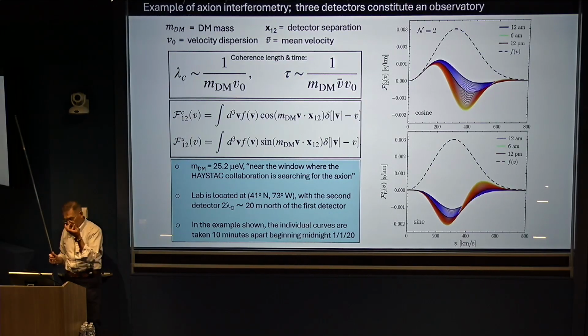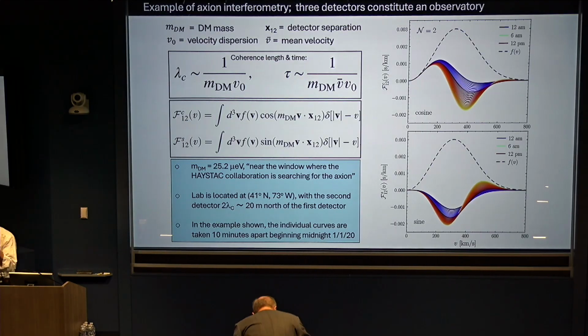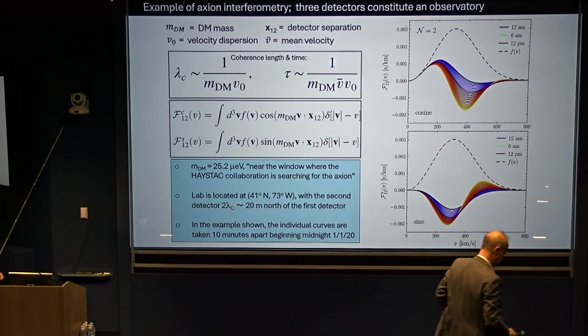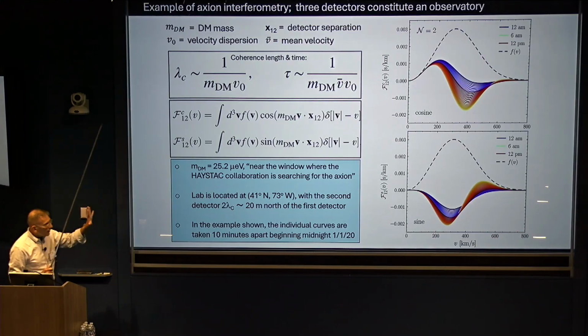the rotation of the Earth's velocity, which changes the, is this 5 minutes or 0 minutes?